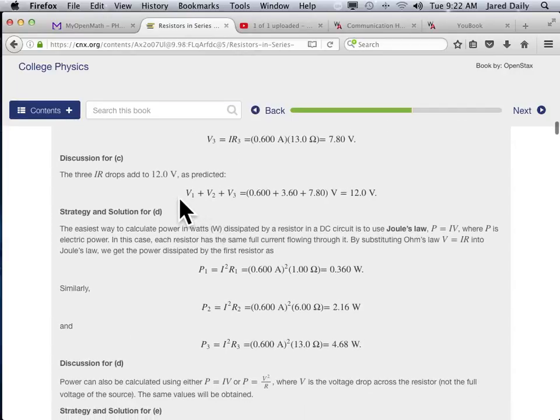Then if you add those voltages together, just like we thought, you will get a total of 12 volts, which is what the battery is providing. The battery is providing that potential difference of 12 volts.